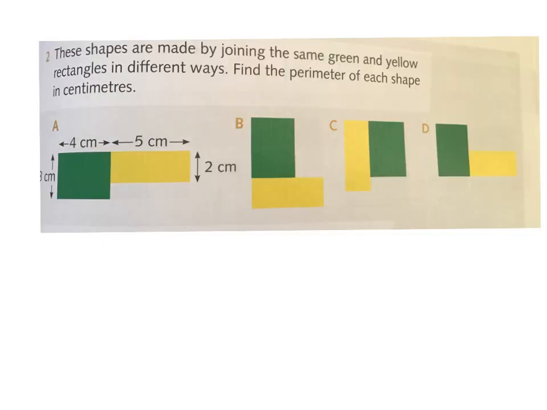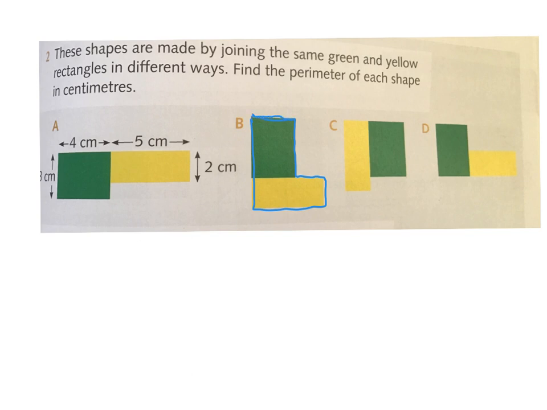Challenge 2, question 2. We did A as an example in our teaching video, so we're going to move on to B. Just remembering that the dimensions in A are the same for each of these other three questions. The green rectangle is always the same, so it's always 4 times 3. And the yellow rectangle is always the same, so it's always 5 by 2. Now, looking carefully at what my actual perimeter is here, I'm going to just outline it on my shape for B, so I don't accidentally add on any sides that I don't need to.